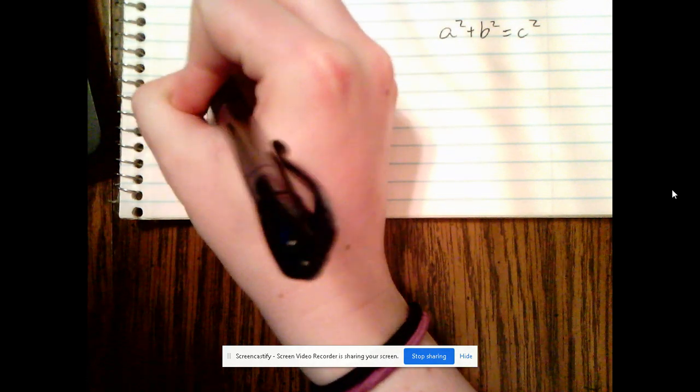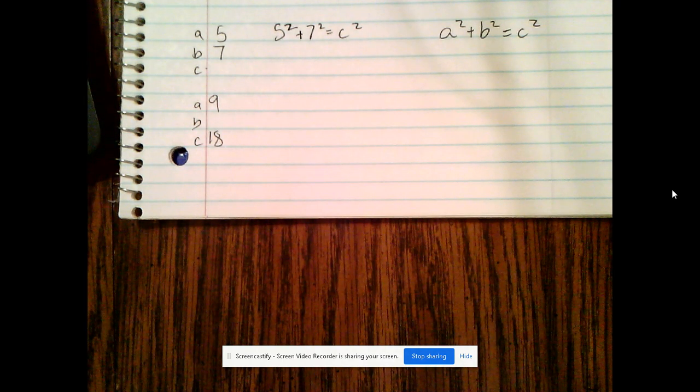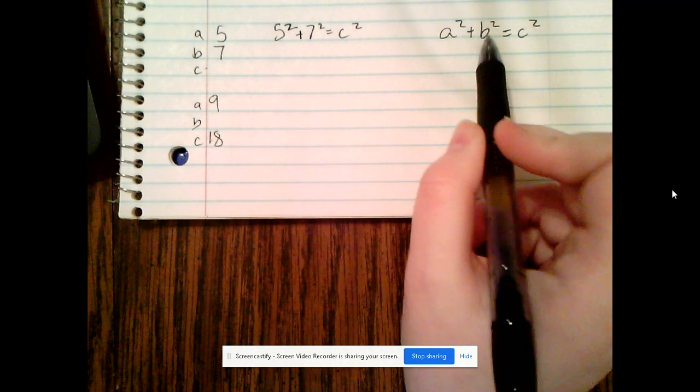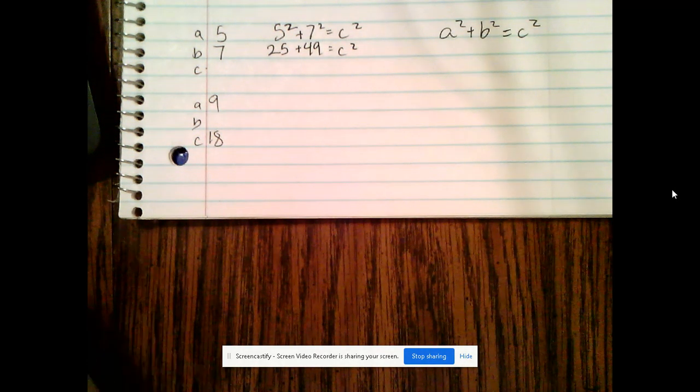Okay, so we were given A and B. So we're going to plug it in, because we're trying to find C. So we have 5 squared plus 7 squared equals C squared, because we're plugging our A and B into the Pythagorean theorem, and now we're going to solve for this missing piece. So 5 squared is 25 plus 49 equals C squared. So 25 plus 49 equals 74.